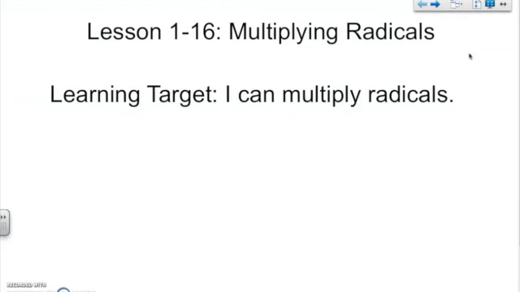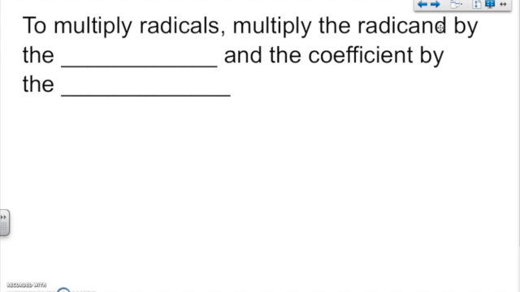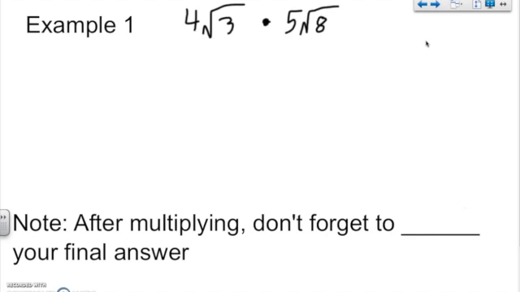As we said, we're going to be multiplying radicals in this lesson, which means our learning target is that I can multiply radicals. So to multiply radicals, we have to multiply the radicand by the radicand. And remember, the radicand is that number that's underneath the radical. And then we multiply the coefficient by the coefficient. The coefficient's that number in front of the square root symbol. So let's go ahead and look at an example.